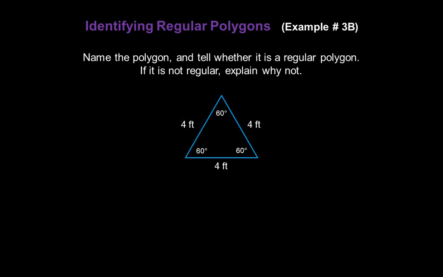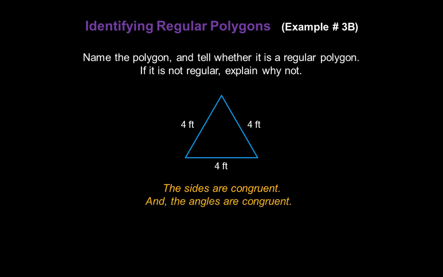Now name this polygon and tell whether it's a regular polygon. Again, if it's not regular, explain why not. The sides are all congruent at 4 feet. The angles are all congruent at 60 degrees. So that means this is a regular triangle.